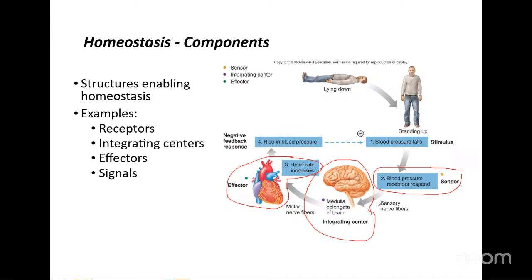All of these processes in between, we would think of as signals, right? And then our final negative feedback response, as you'll see, is that change in the opposite direction, right? So we think about our little line, right? Our initial state, that first stimulus, was standing up and your blood pressure fell. And here at number 4, our negative feedback response is that your blood pressure goes back up. Okay? So that's what's happening here at the end.